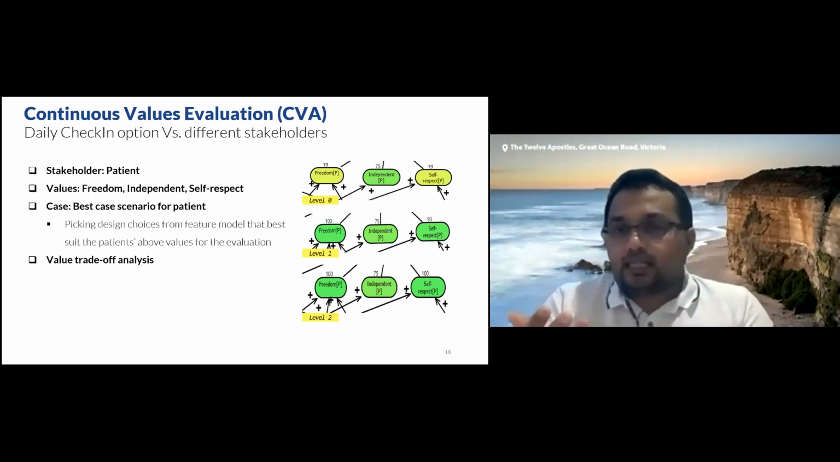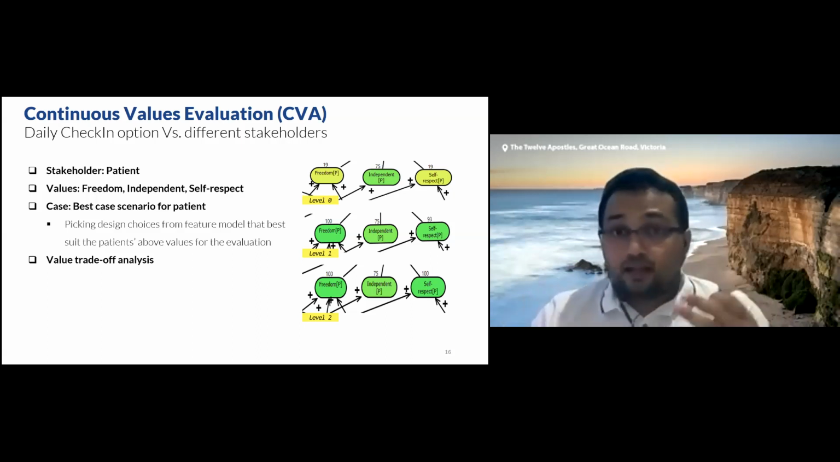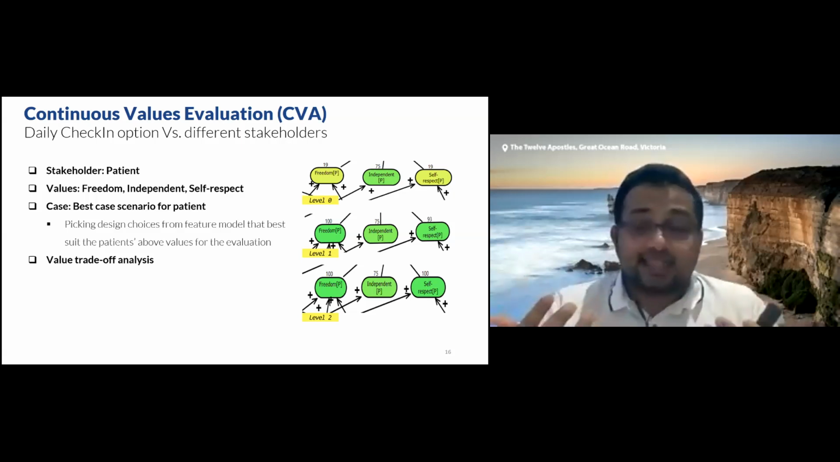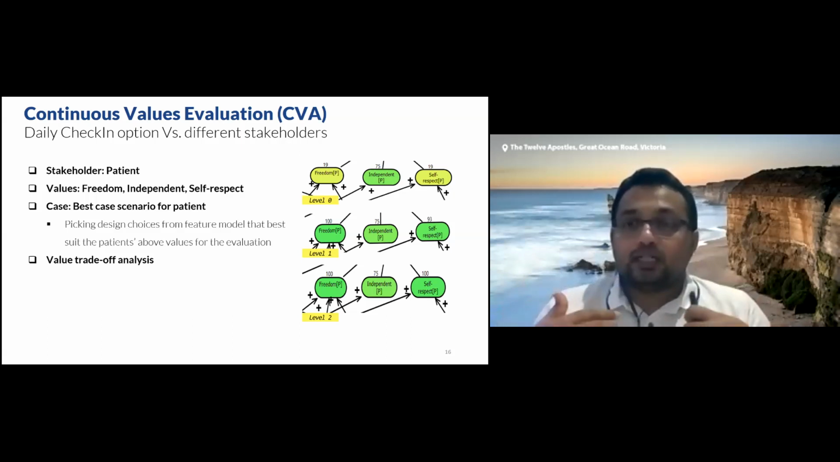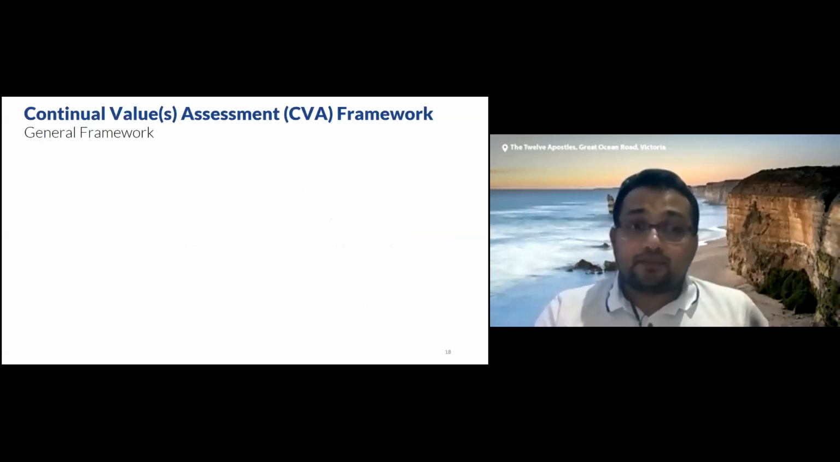So these artifacts could be anything. Let's say in an agile environment, you could think about epics, or use cases. You can think about stories and user stories, or they could be test cases. So it depends on your development methodology what the artifacts of the system should be. So eventually we demonstrate the concept, and finally we put everything together.